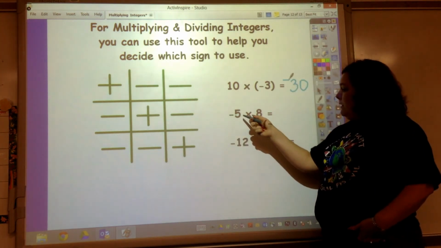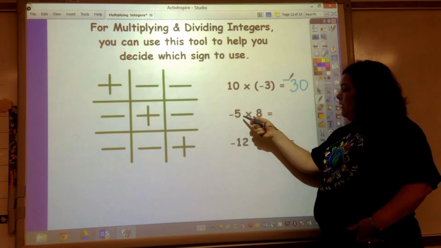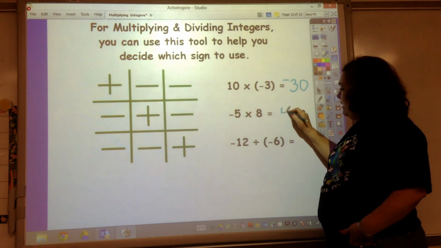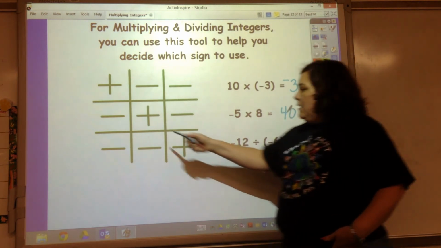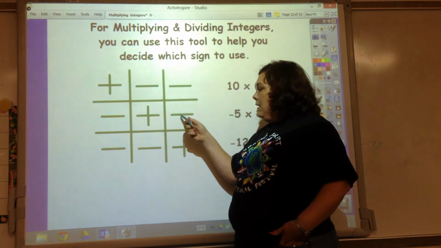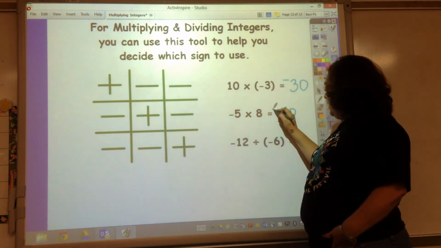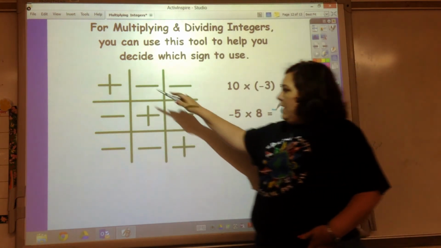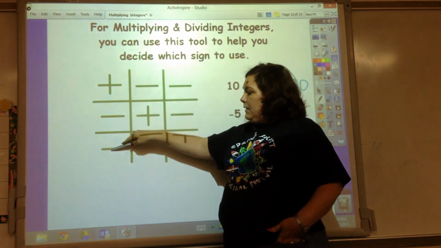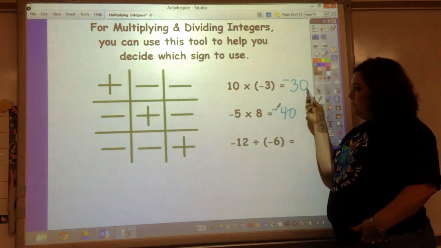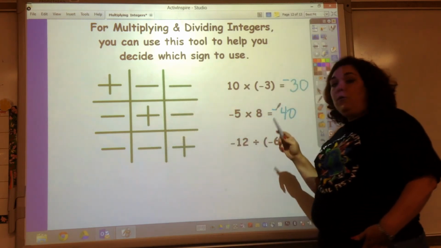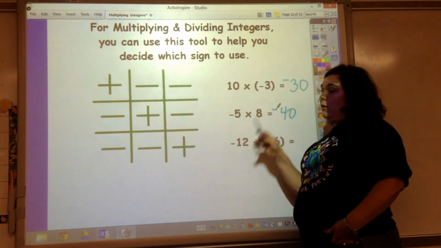Then this one is a negative times a positive. And so you just do it like normal. 5 times 8 is 40. And then you have a negative times a positive equals a negative. So that's negative. And you can also look at it this way. A positive times a negative is a negative. And that's this one. And a negative times a positive is a negative. So it works no matter which way you work the grid.